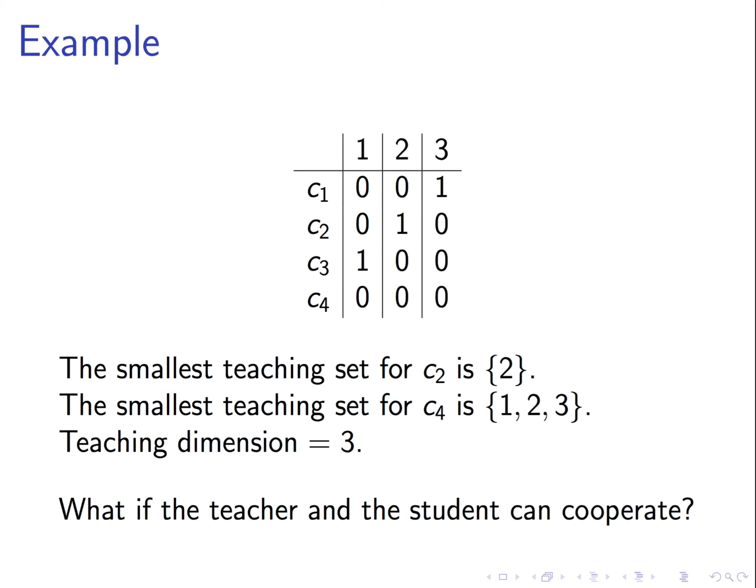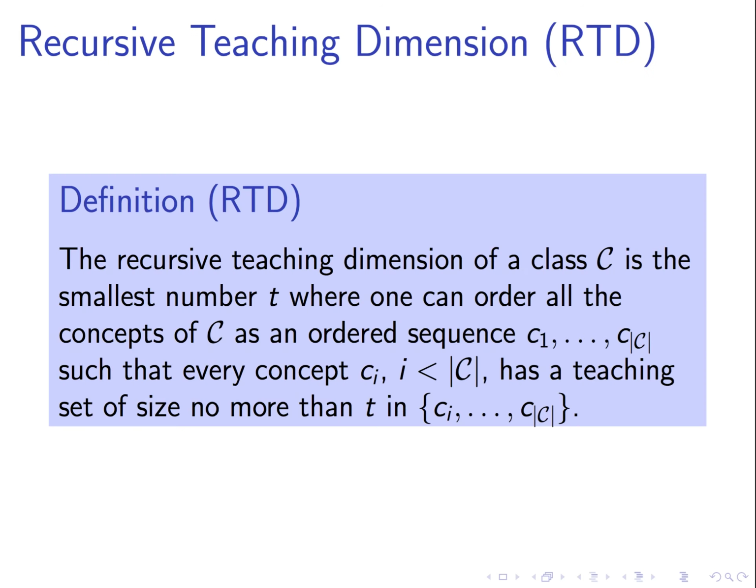Now, what if the teacher and the student can cooperate? Let's say the teacher reveals a 0 somewhere. Then the student should know the concept the teacher is trying to teach is C4, because otherwise, the teacher should have revealed a 1 instead. The notion of recursive teaching dimension captures exactly this cooperation.